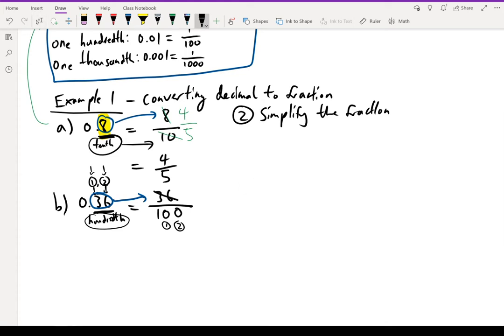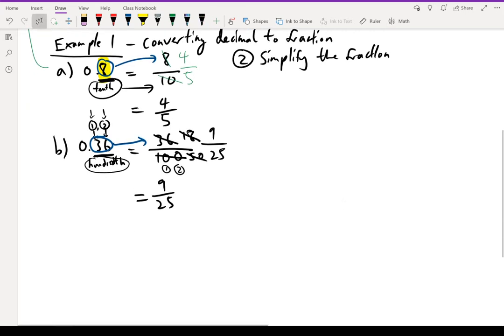So 36 is the same as, after dividing by 2, 18. The bottom becomes 50. They still are both even numbers, so I can further divide by 2. That's 9, and that's 25. So 0.36 is 9 over 25. Okay, so that's how we do 2 decimal places.